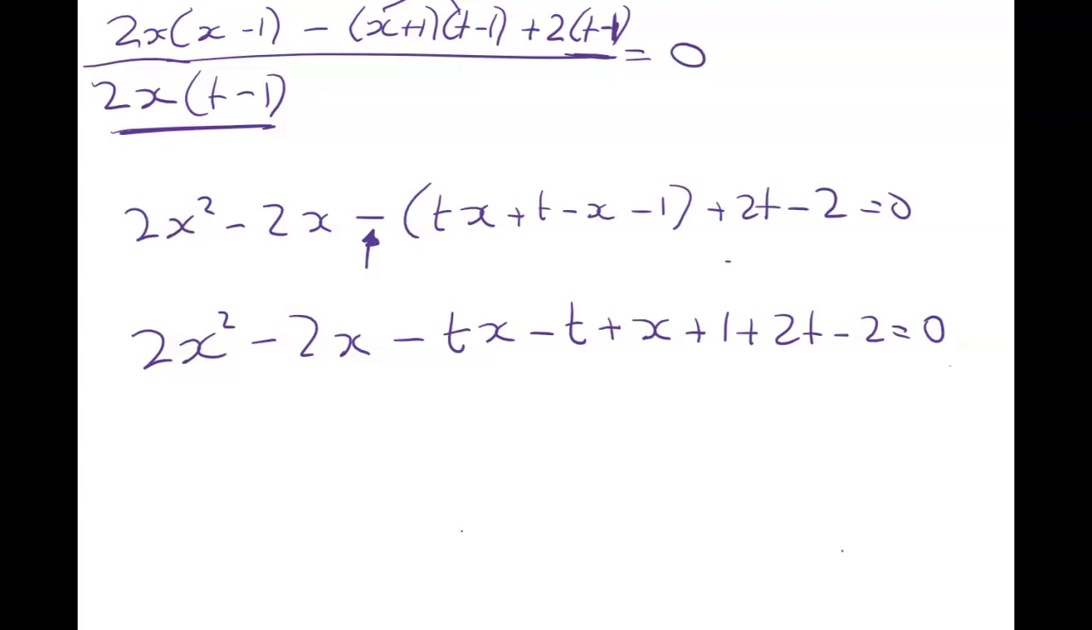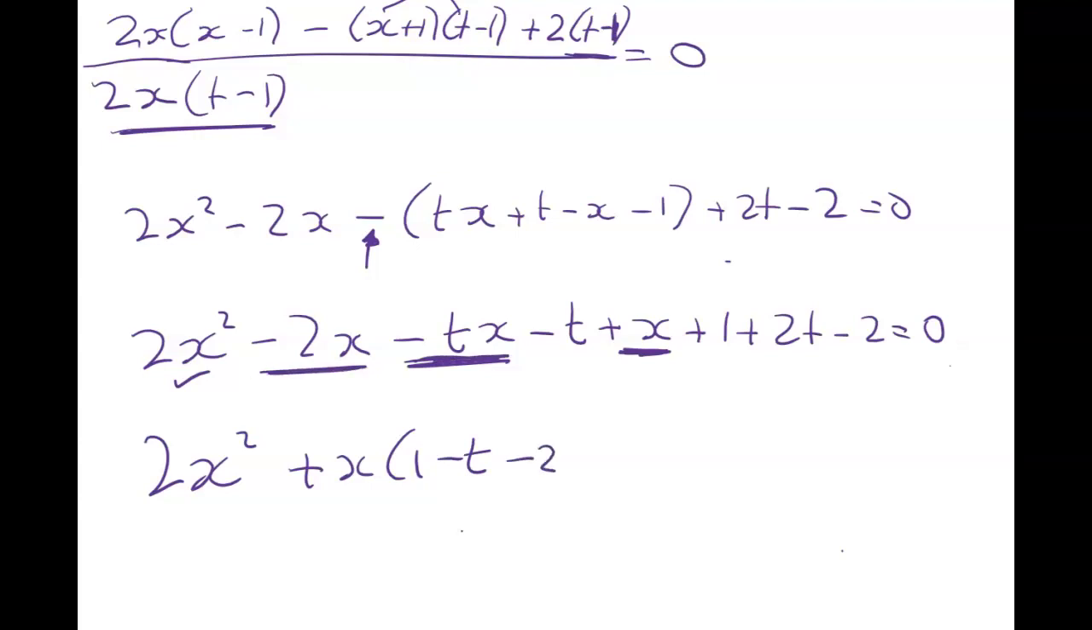So next up is to clean this up. Well, we've got 2x squared, tick off as we go. Now I've got plus x. Now let's see what x coefficients we've got. Well, we've got 1, and then I've got a minus t here, and I've got a minus 2 here. That looks right. Okay, and then my constant is going to be plus 1 plus 2t minus 2 minus t equals 0.